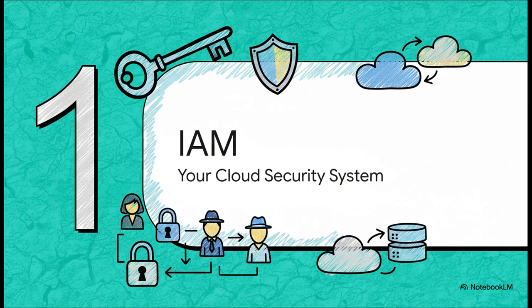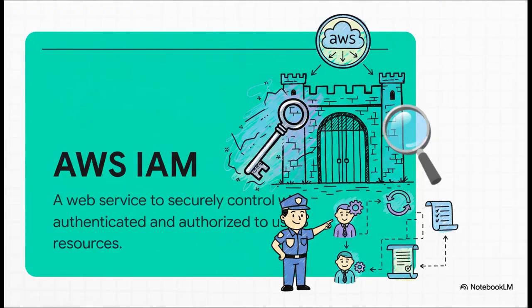So if the root user is that one risky master key, think of IAM as the advanced modern security system that lets you lock that key away for good. So what exactly is IAM? Well, at its core, it's a service that lets you control, with extreme precision, who can do what inside your AWS account. And it does that by handling two really fundamental security ideas.